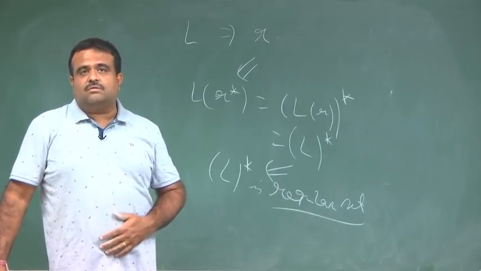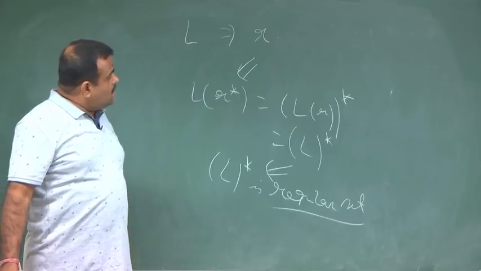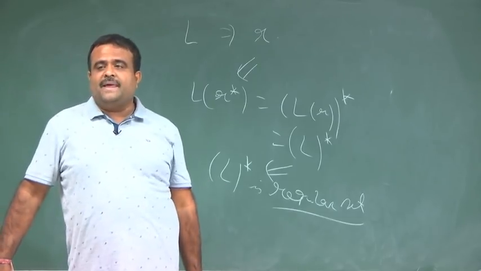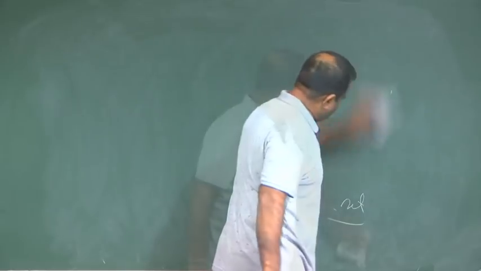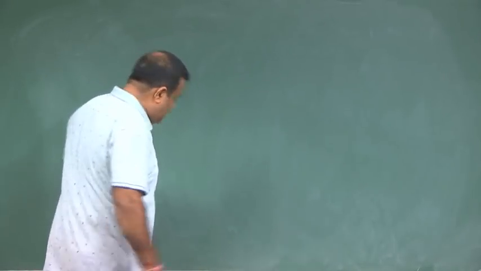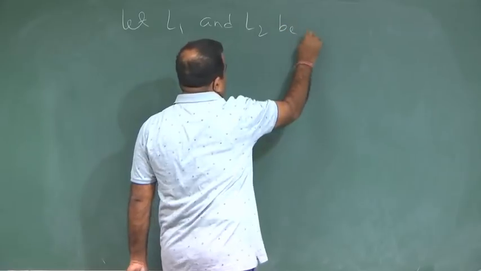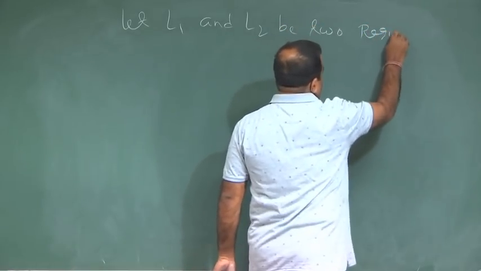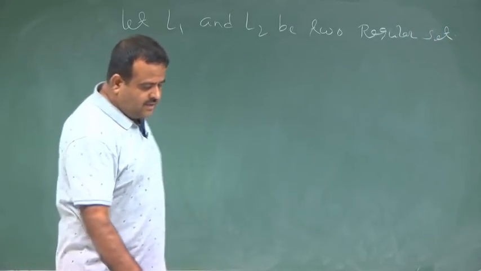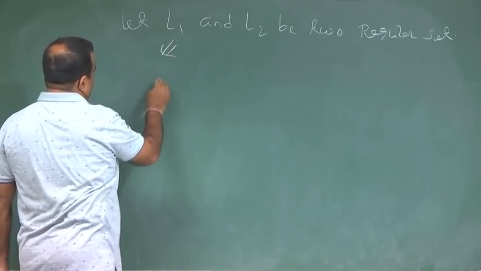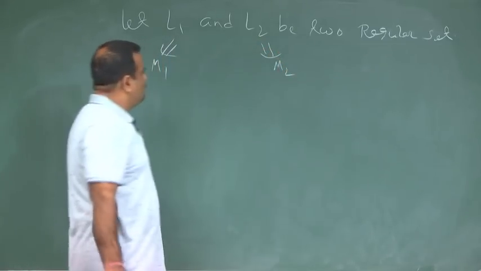But we want to have a direct construction. Even the intersection may not be straightforward from here. Now, we want to have a direct construction of the DFA which will accept this. So, let us try to do that. Let L 1 and L 2 be two regular sets. That means L 1 corresponds to a DFA M 1, and L 2 corresponds to a DFA M 2.